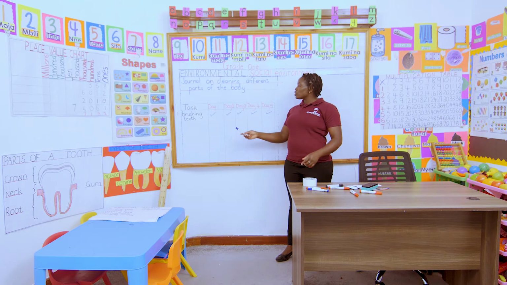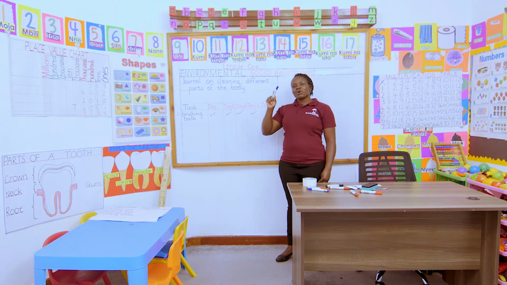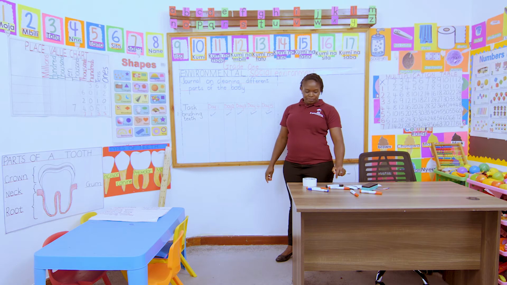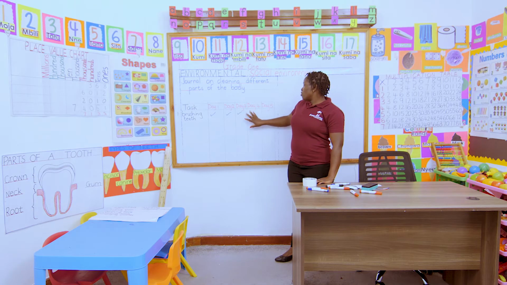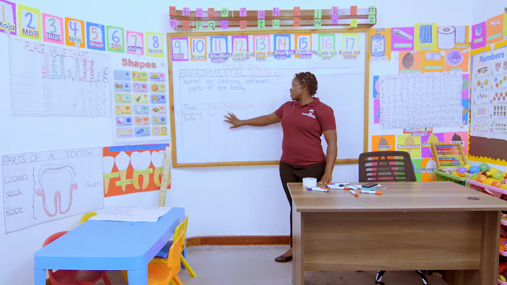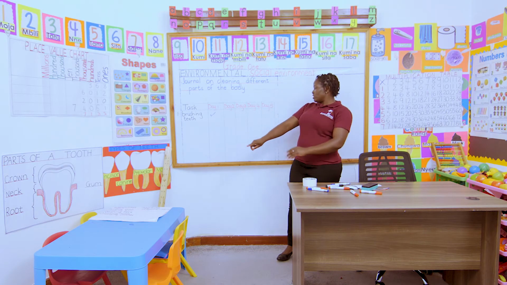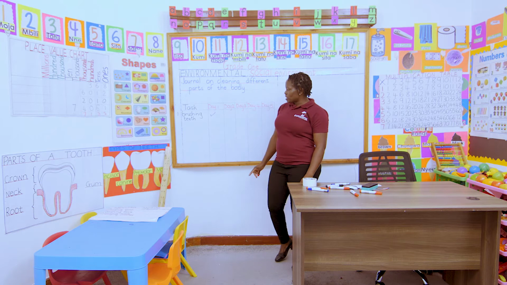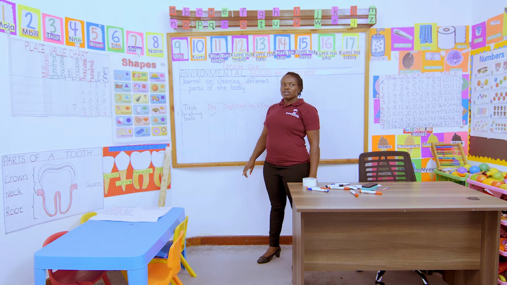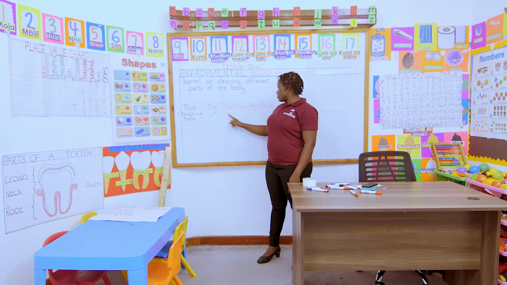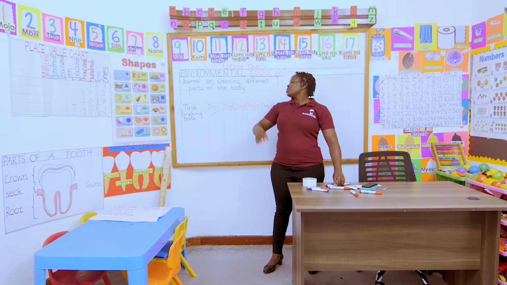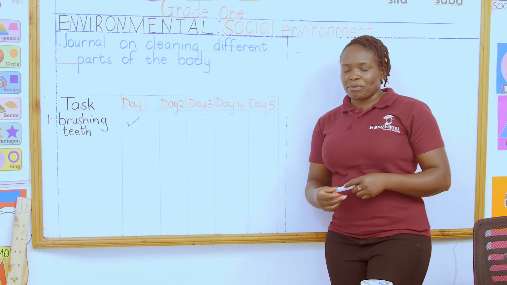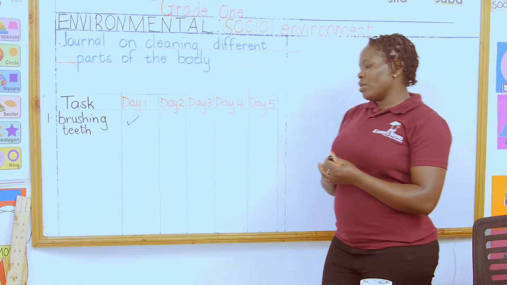But of course, you are going to tick this journal after you have done that task. You don't tick it before you do the task. So of course, you can't tell me that you've ticked up to day two, day four, or day five, and we are only on day one. Like today in the morning, did you brush your teeth? Yes, you come tick. Tomorrow in the morning, after you brushed your teeth, you again tick. Then ask yourself, which other activity can I do? Which other cleaning can I do on my body? Or which other thing can I do on my body?